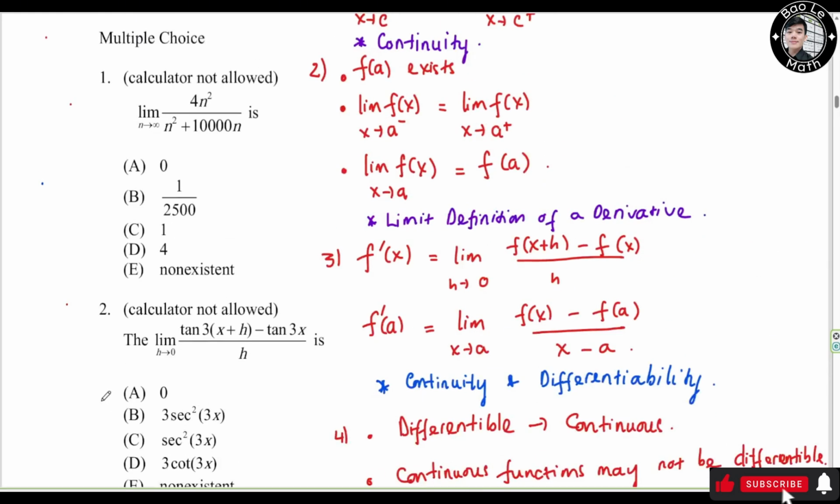Alright, now we're going to go to number 1. Calculator not allowed. We need to find the limit of 4n squared over n squared plus 10,000n. When n approaches infinity, we're going to use relative growth rate. This term grows faster than this one, so we can ignore it. So this becomes the limit as n approaches infinity of 4n squared over n squared. This cancels out. The answer is 4. The answer must be D.